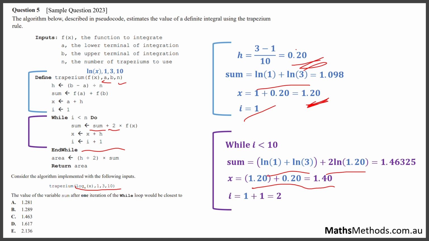And so now because we're looking after one iteration, this has now been done. And therefore, we know the answer is going to be 1.43. And so that's going to be answer C.